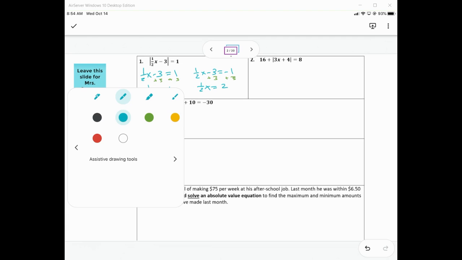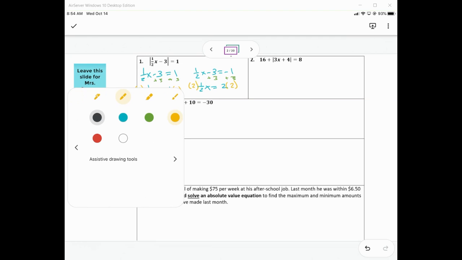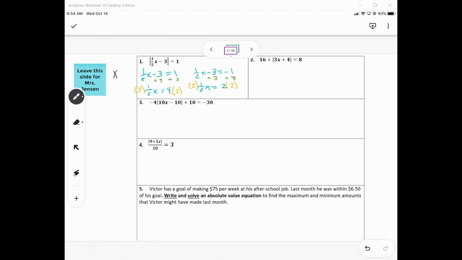Now, for 1/2 x, the inverse operation is to multiply by the reciprocal. So multiply both sides by 2, which is the same as dividing by 1/2. So we get x equals 8 and x equals 4.